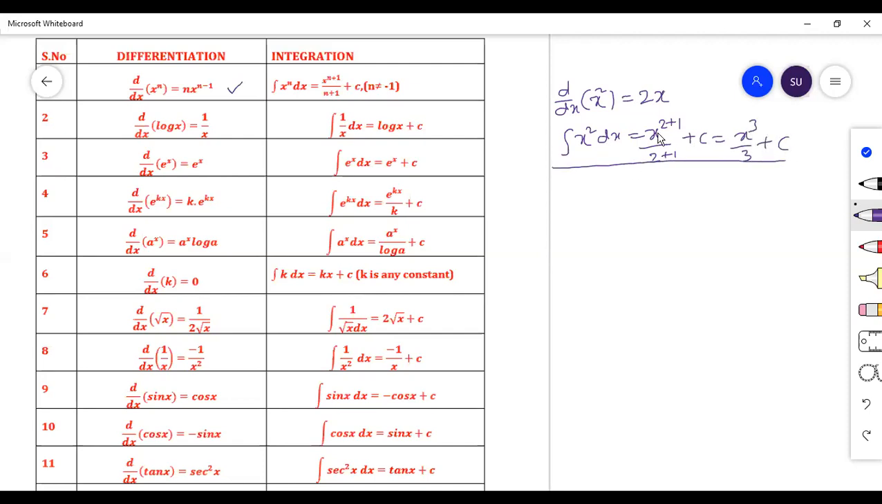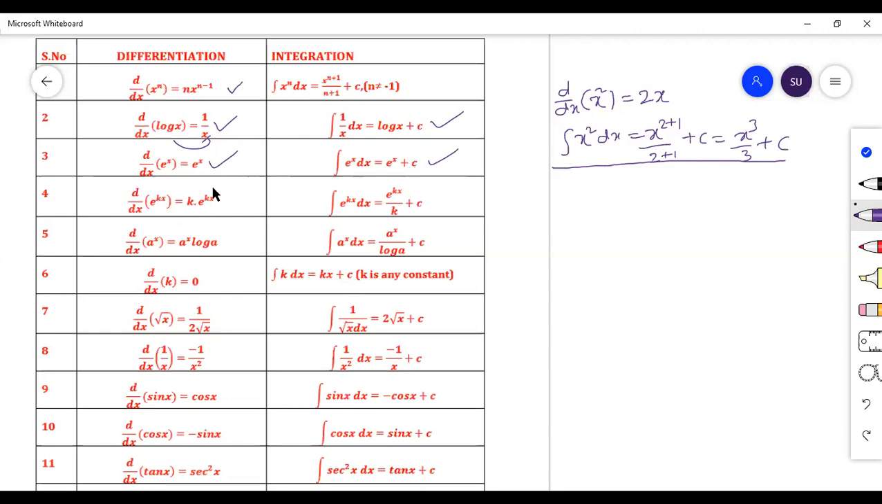In the same way, d by dx of log x is 1 by x, that we know. Now the integral is the reverse. If d by dx comes to this side, it will be the integral. Integral 1 by x is log x plus c. Same way, d by dx of e power x is e power x. Integral of e power x is also e power x plus c.